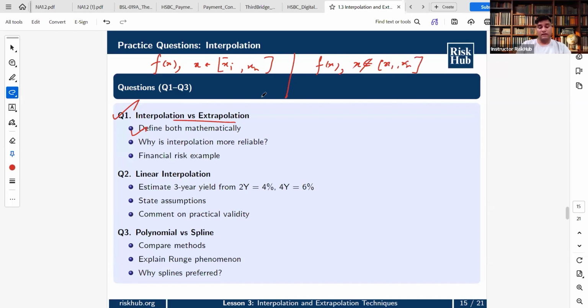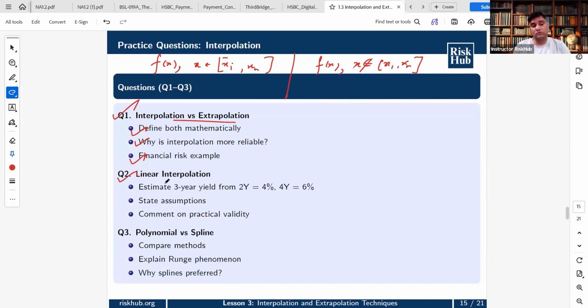Okay. Why is interpolation more reliable? Because it uses the observed range, lower uncertainty, less model dependence, better for pricing. Extrapolation goes beyond your observed range, higher uncertainty, more model dependence, better for scenario analysis. A financial risk example: estimating a 5-year yield from 2-year and 10-year market yields is interpolation. Estimating a 50-year yield when the market has reliable quotes only up to 10-year is extrapolation. The 50-year yield estimate carries much higher model risk.